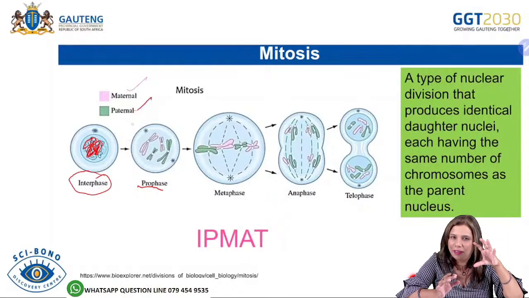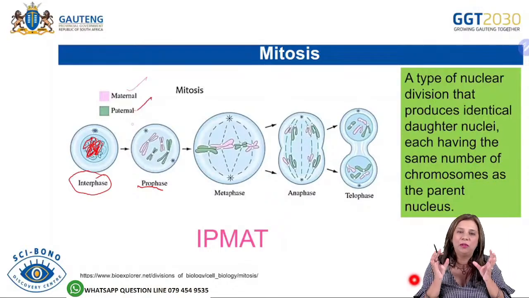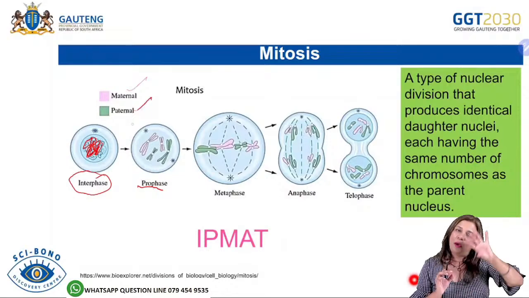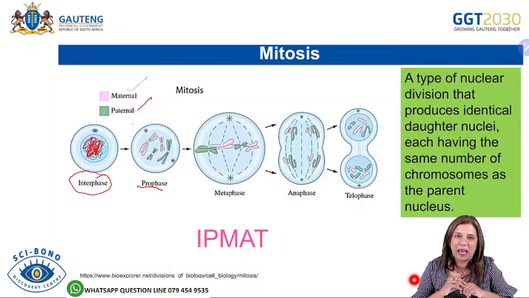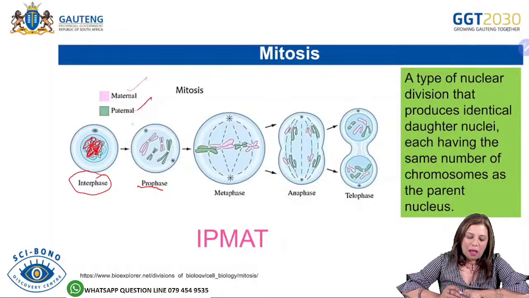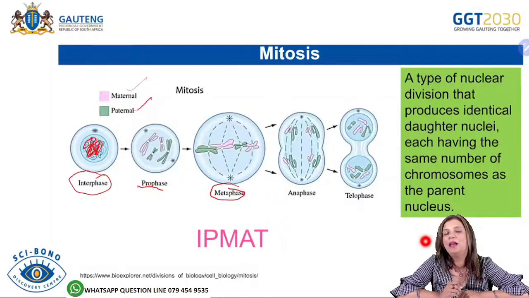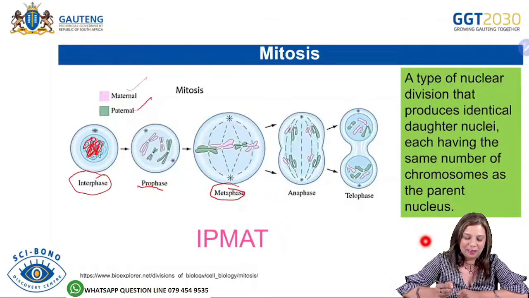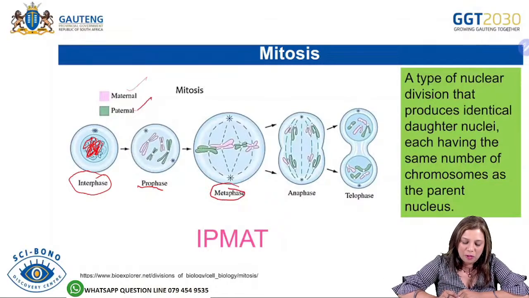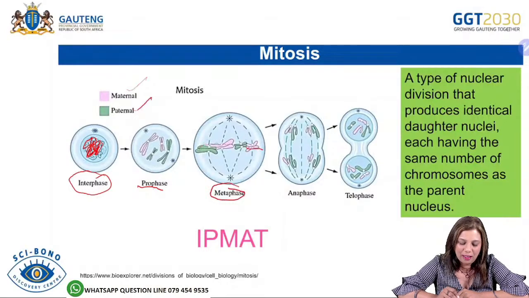We can start to see them, we can see their shape, we are able to identify them, whereas before this, they were in a tangled mass. And then the next phase, metaphase. Remember your mnemonic, meta, M for middle. So there, the chromosomes are aligning at the equator, and we go on to anaphase.